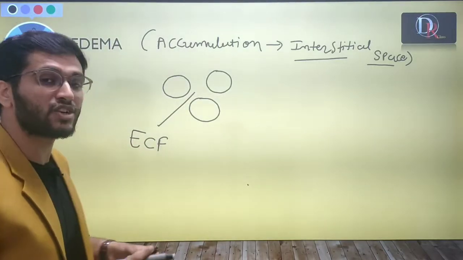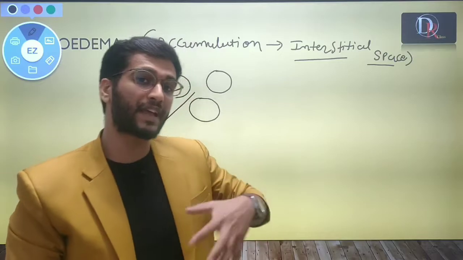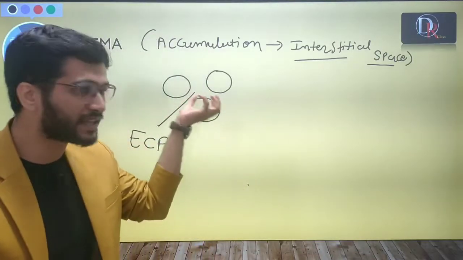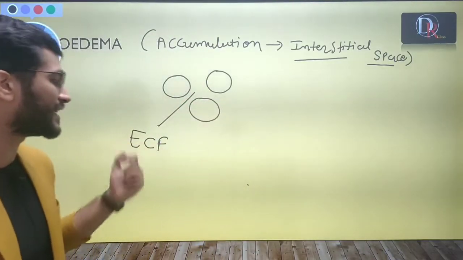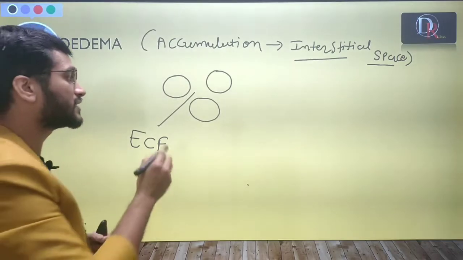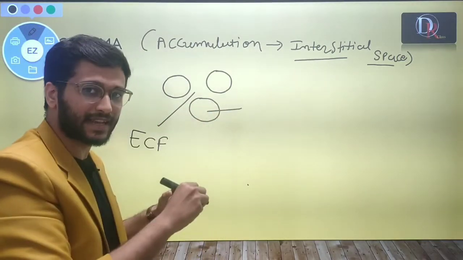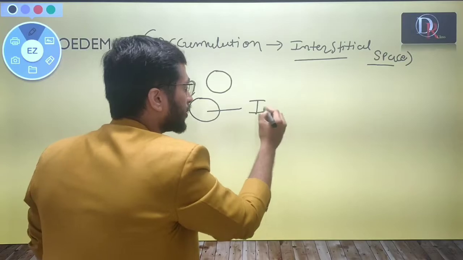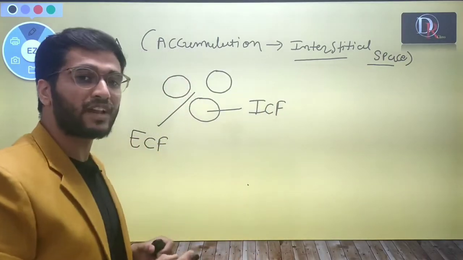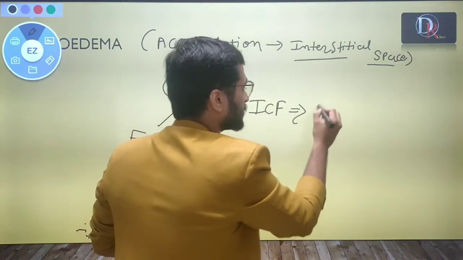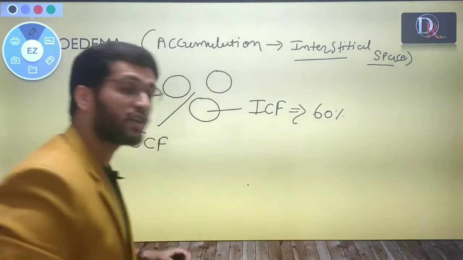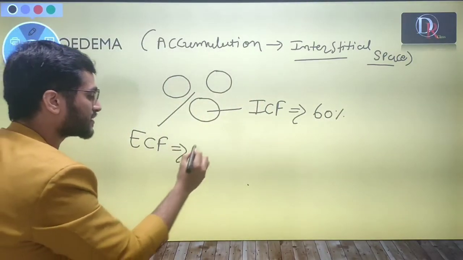So the term extracellular fluid means what? The fluid present outside the cell or in the space between cells is known as the extracellular fluid. The fluid present inside the cell is known as the intracellular fluid or ICF. The normal value of ICF is about 60% and the normal value of ECF is about 40%.